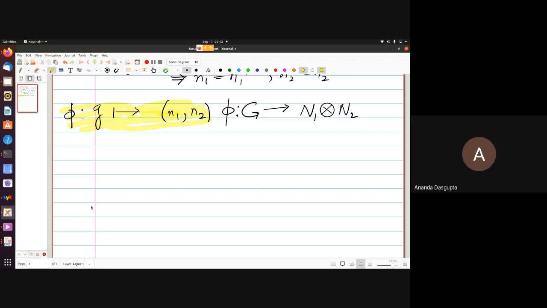Sir, in the last class when you were talking about point groups, you only took crystal symmetries as the example continuously. So I was just wondering if a point group has to be discrete or can it be continuous like an orthogonal group?